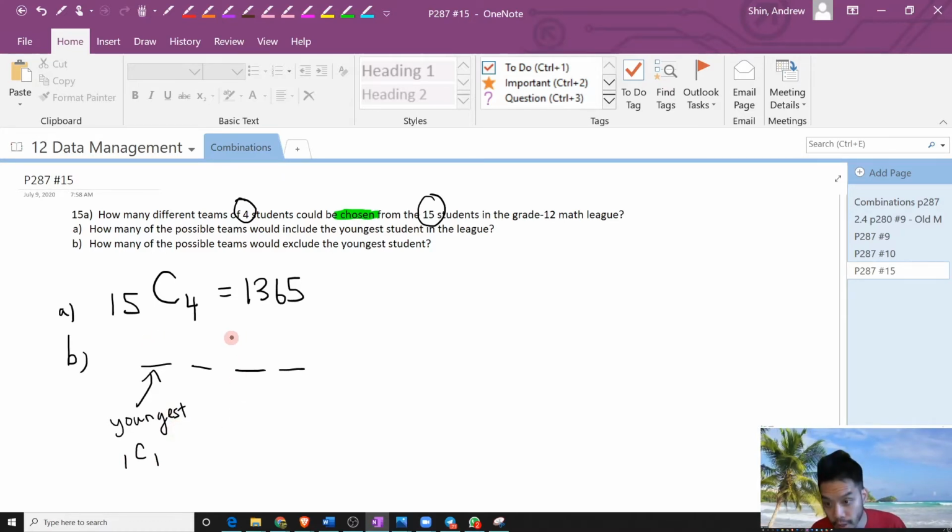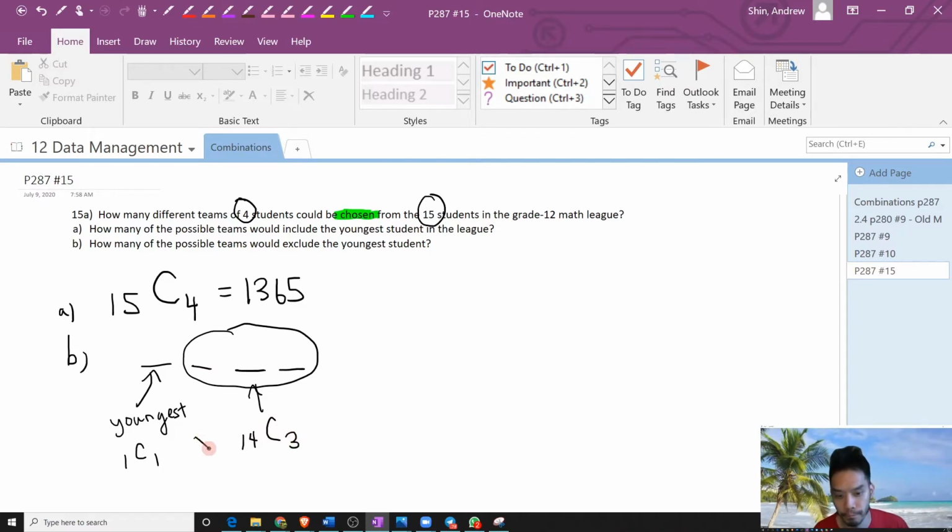And then, for the remaining 3 spots, you can choose any other people. We only have 14 students now because we've already chosen the youngest one. So we have 14 choose 3, because we have 3 slots to fill. The answer is 1 times 14 choose 3, or just 14 choose 3. On the calculator, that's 364 different ways of getting the team with the youngest student in the league.